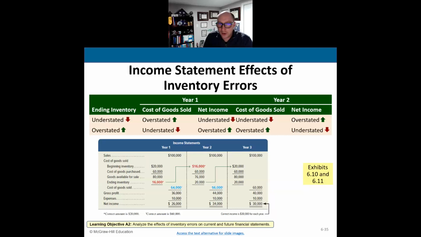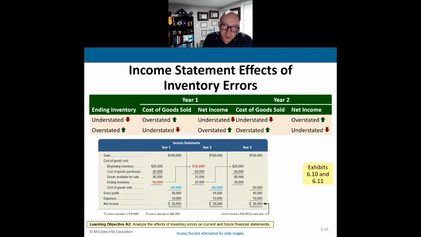If the inventory is understated, that means our cost of goods sold is going to be overstated. That also means that our net income is understated. So then we make the adjustment in year 2, and that'll understate the cost of goods sold and overstate our net income. It balances out.